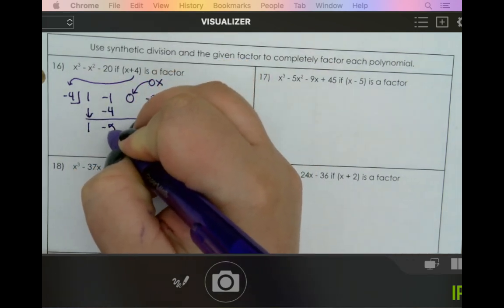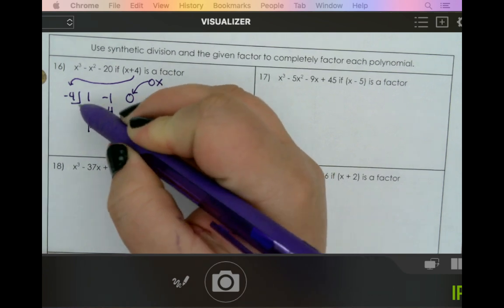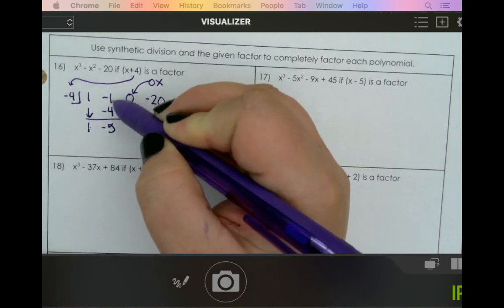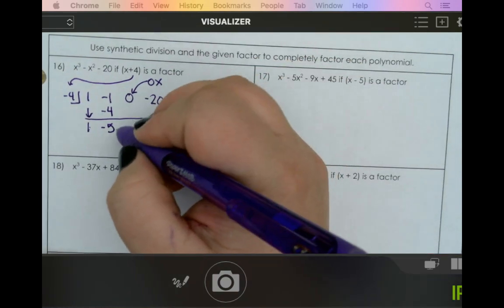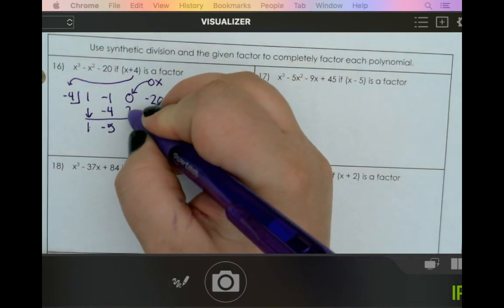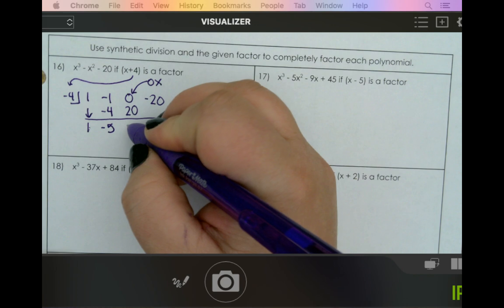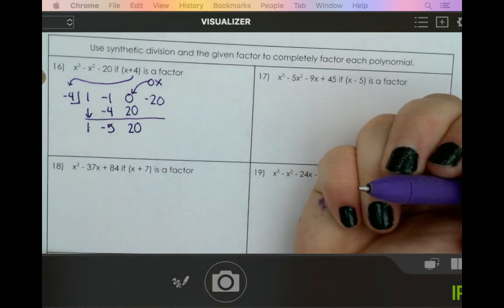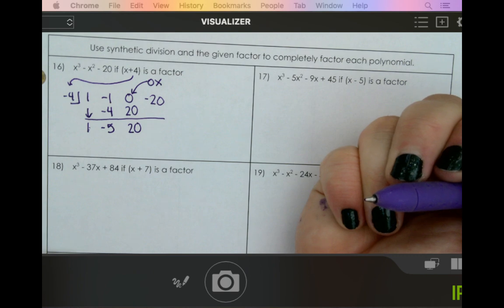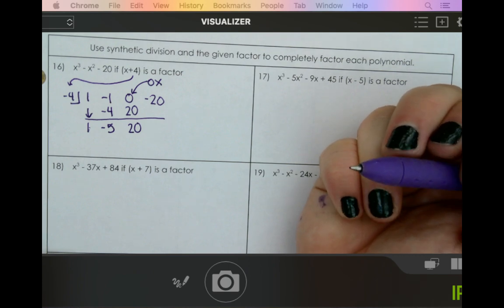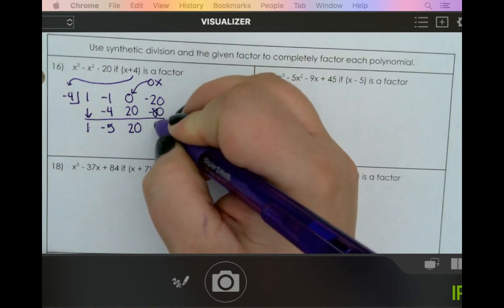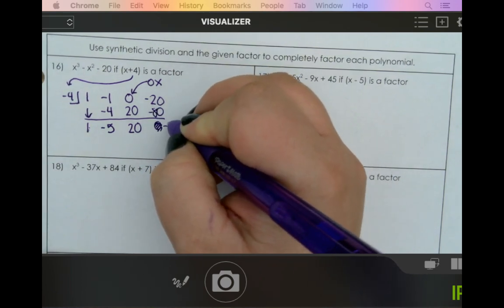Okay, drop the 1. -4 times 1 is -4. -4 plus -1 is -5. -5 times -4 is 20. Plus 0 is still 20. This is not going to work out. Did I type it wrong? Probably not 0. It's -100.